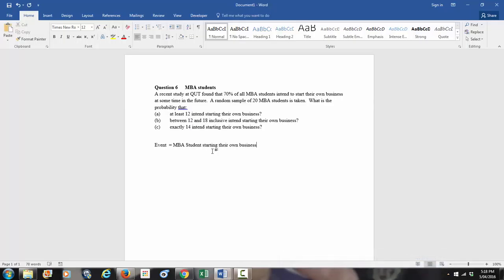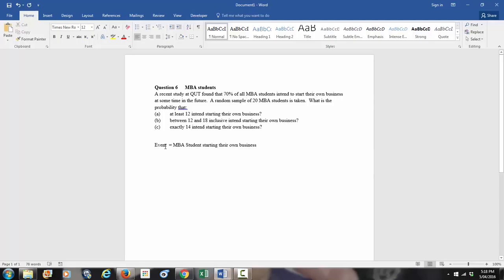Now, whilst that is the event we are interested in, or the main thing all the questions come down to, we're actually interested in the number of times this occurs. If you look at questions A, B, and C, if I take a selection of 20, and I know the probability that each of them will start their own business is 70%, what's the probability that of those 20, 12 start their own business, or in part B, between 12 and 18, or exactly 14?